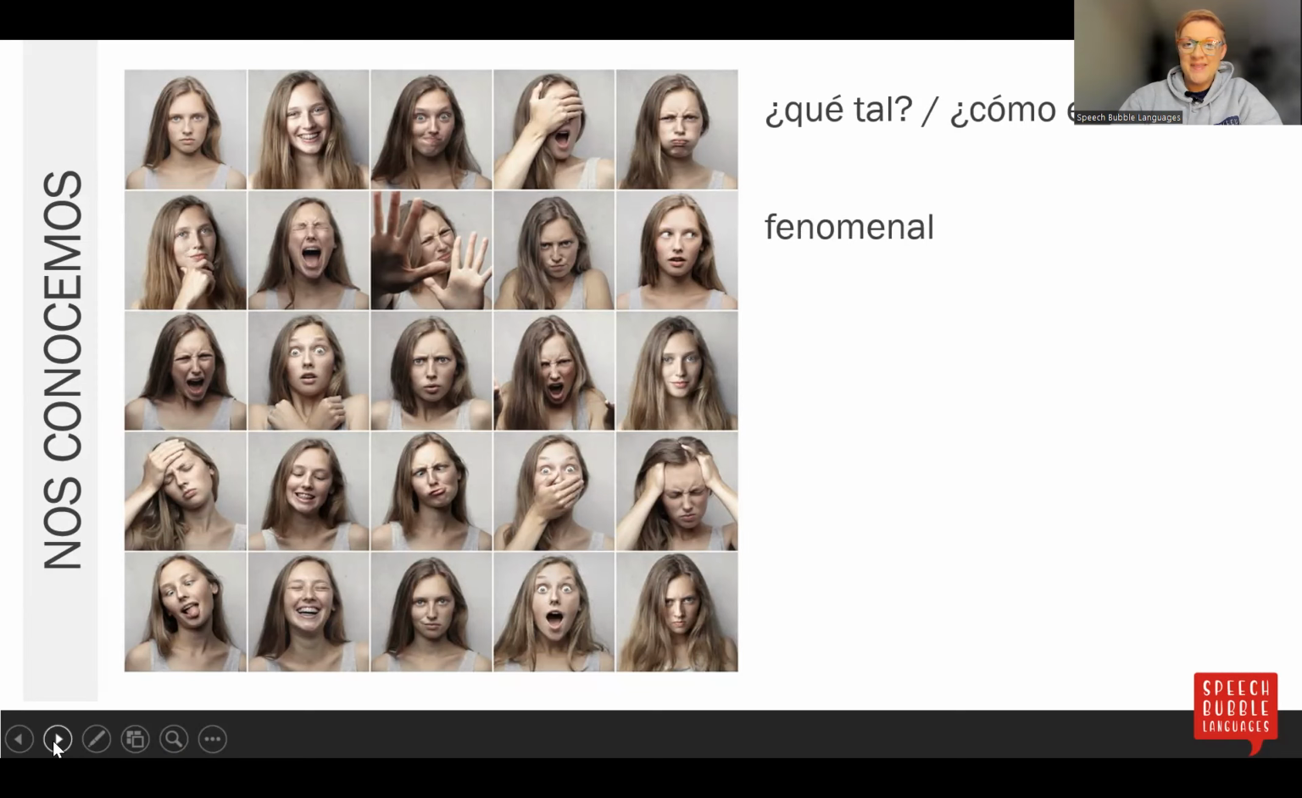Fenomenal. Bien. Regular. Mal. Fatal. ¿Y tú? ¿Qué tal?